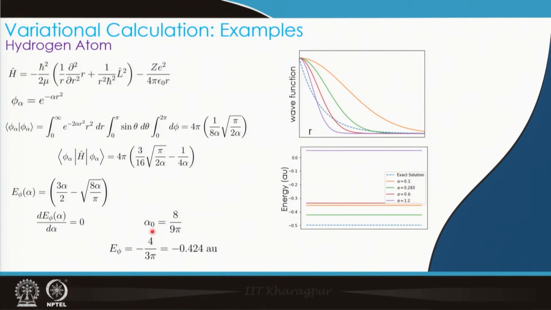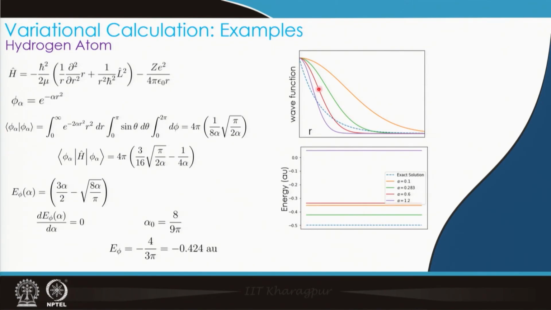The best value, alpha 0, is 8 over 9 pi, which turns out to be 0.283 in this case. In this exercise, we are starting from alpha equals 0.1, 0.283, 0.6, 1.2, and this is the exact solution. The exact solution we know for the hydrogen atom is minus 0.5 atomic unit. Now, you can realize how, by changing my alpha values, the different energies behave and how they compare with respect to the true energy.